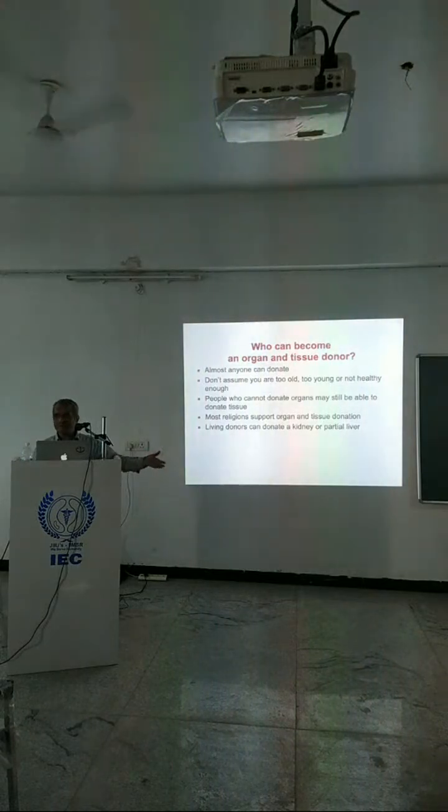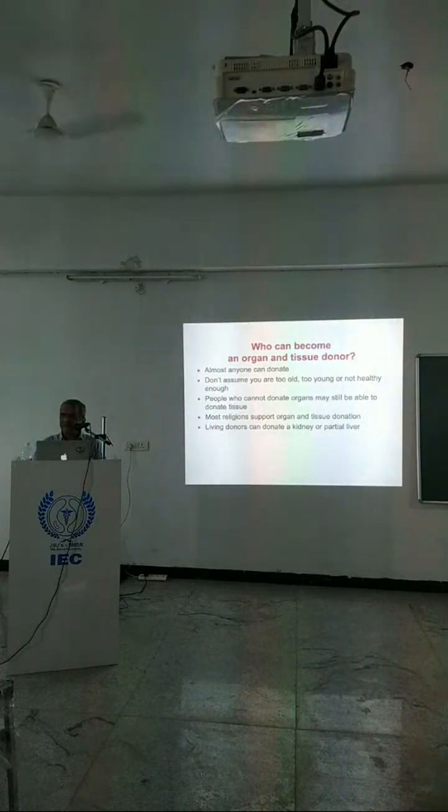Anybody can be a donor. We have seen a 3-year-old child, brain dead. For an adult, a living donor has to be more than 18 years. It can be up to 70, 90. Liver can be taken even at 70. Heart can be taken at 50. Cornea can be taken even up to 100 years. So any part of our body can be used. Don't assume you are too old, too young, or not healthy enough.